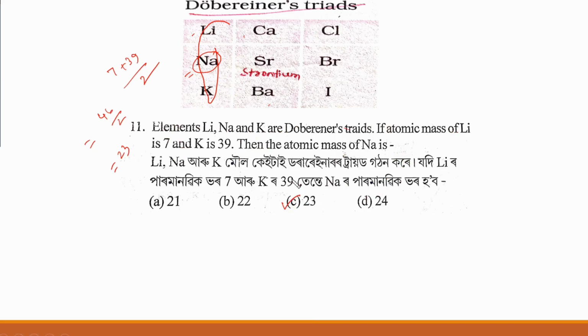So you have to remember that in Dobereiner's triads, the atomic mass of the middle element is roughly the average of the atomic mass of the other 2 elements. So the correct answer is that the atomic mass of sodium is 23. Let us proceed with the next question.